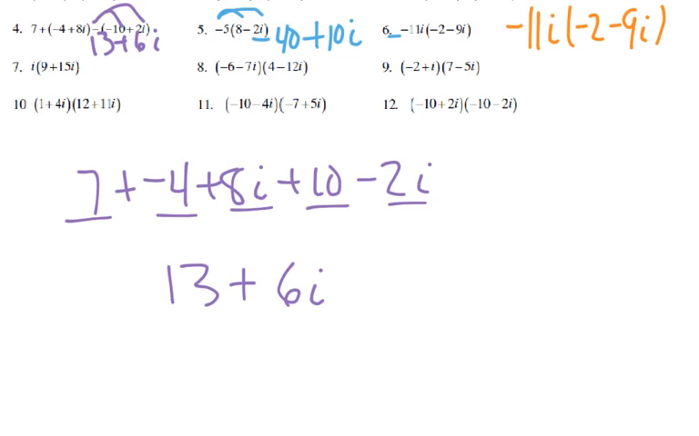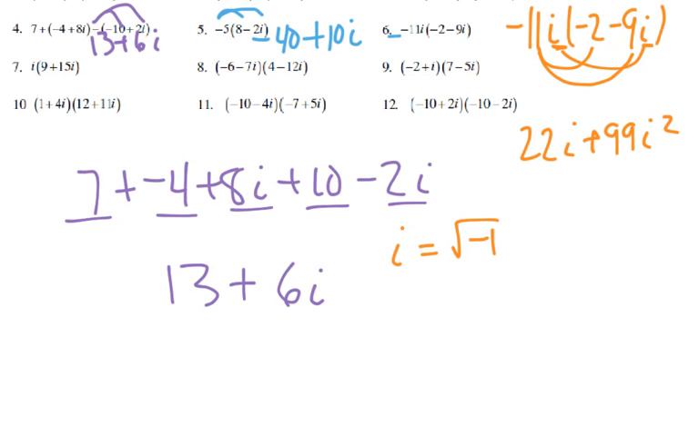So treat it just like a variable. So that would be positive 22i. Then negative 11 times negative 9 would be positive 99. But then i times i would give us i squared. Now, here's where we have to remember that i is the square root of negative 1. So if I square both of these to get i squared, the square and the square root cancel out and we're left with negative 1.